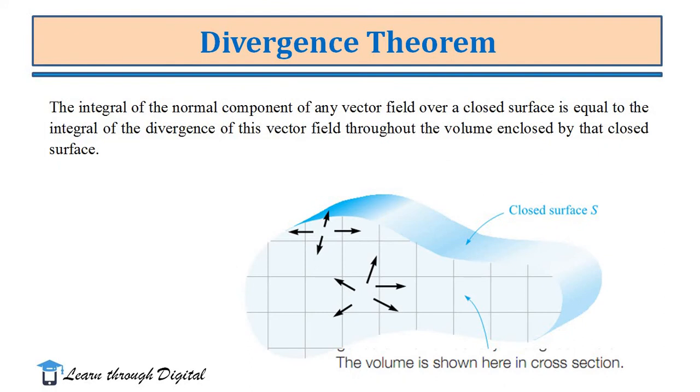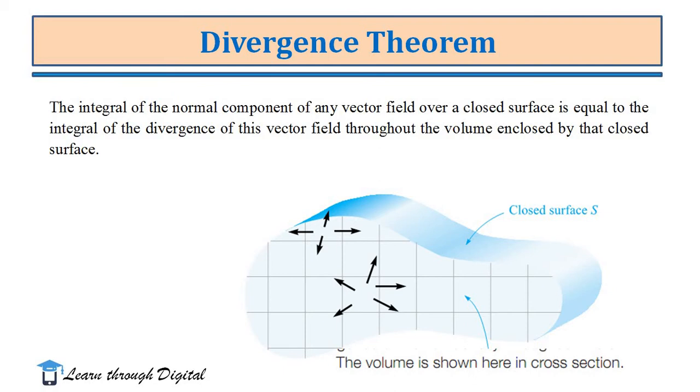The divergence theorem states that the integral of the normal component of any vector field over a closed surface is equal to the integral of the divergence of this vector field throughout the volume enclosed by that closed surface.